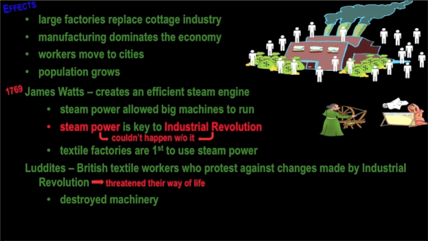The Luddites were British textile workers who protested against changes made by the Industrial Revolution because it threatened their way of life. Now, these British textile workers probably worked in factories at that time that did not have machinery. And once the machines are brought in, it starts replacing some of the workers. These workers become very upset because this is how they make a living. This is how they make money.